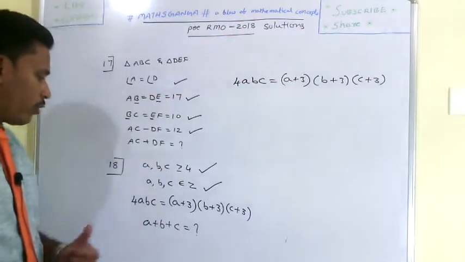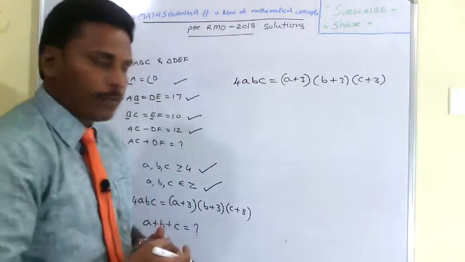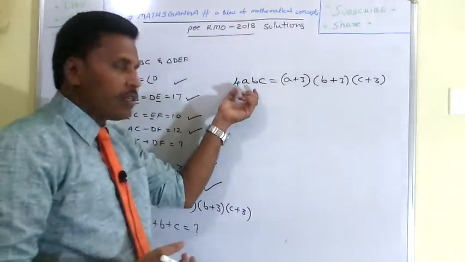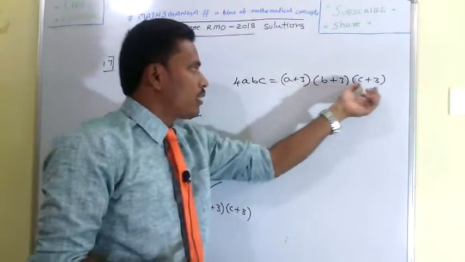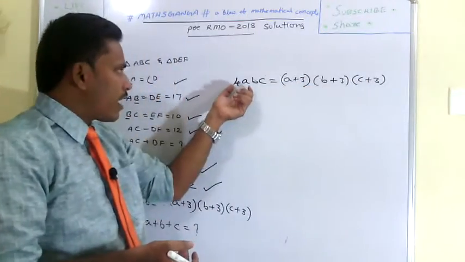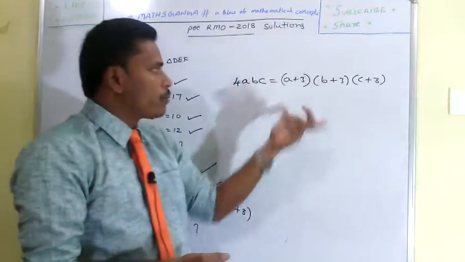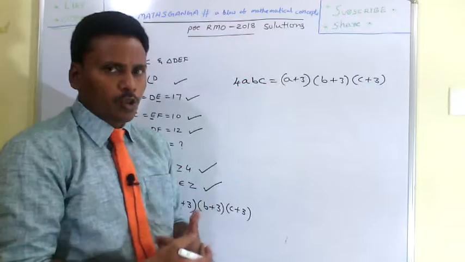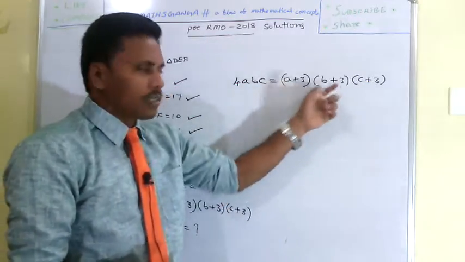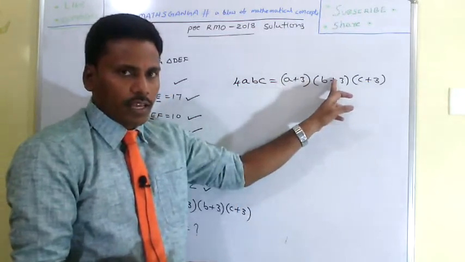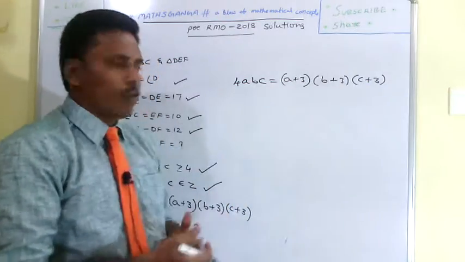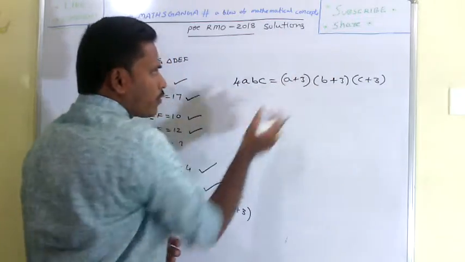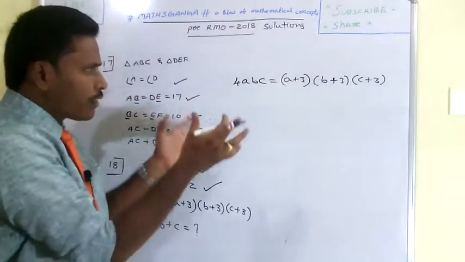We need to calculate the possible value of A plus B plus C. So if you look here, this is 4ABC and this is (A plus 3) into (B plus 3) into (C plus 3). Since the left side is a 4 multiple, the right side must be a 4 multiple. How will the right side be a 4 multiple? It is possible in two ways. One way is if any two numbers are even, then automatically it becomes a 4 multiple. And the other case is if one number is a 4 multiple, then it is a 4 multiple on both sides.